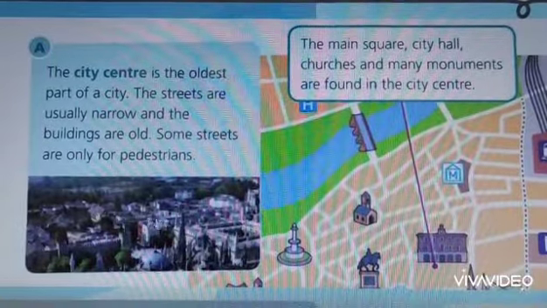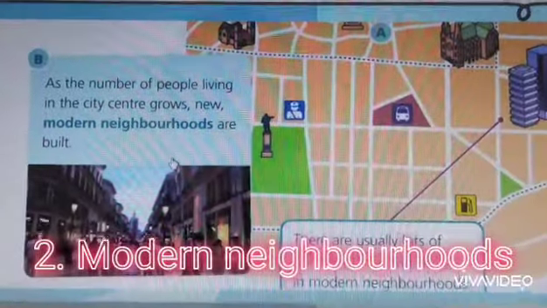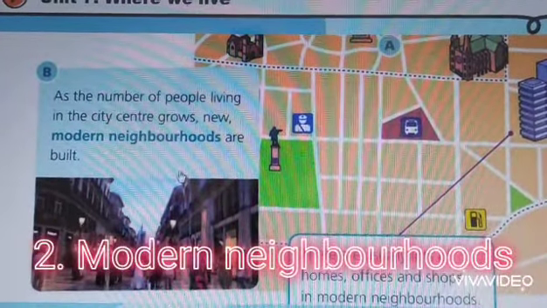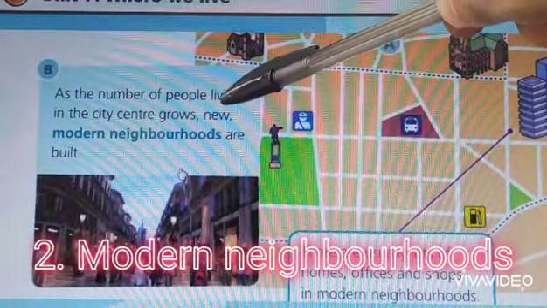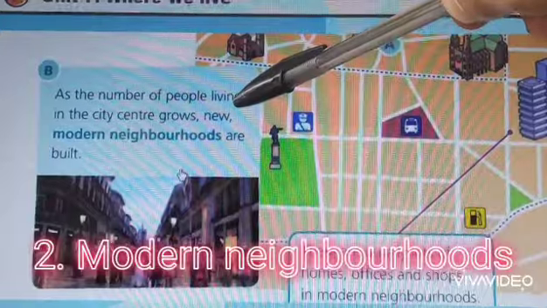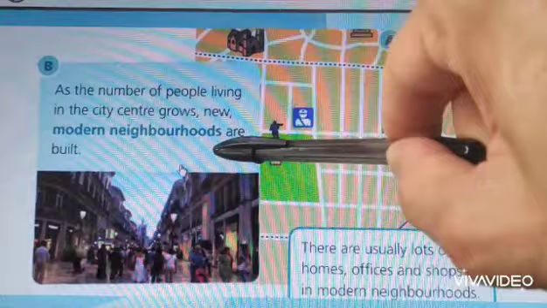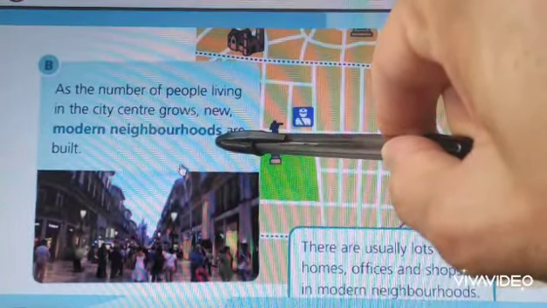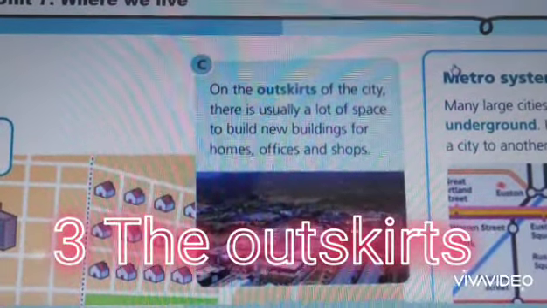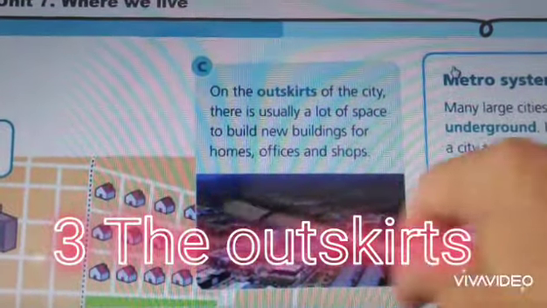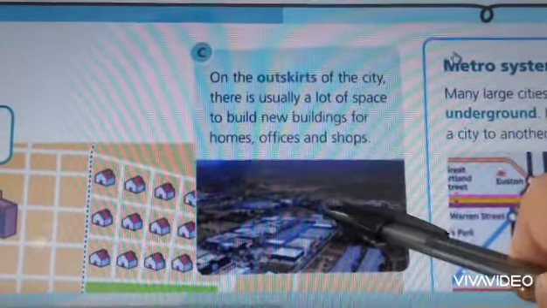Another part of the city is the modern neighborhoods. As the city is growing and it has a lot of inhabitants, the city center and the other parts grow. So we need modern neighborhoods, modern places where we have to build more houses for those people. The outskirts of the city are very far away from the center. Usually it's big spaces where you can build new buildings for homes, for new houses, for offices, or for shops.